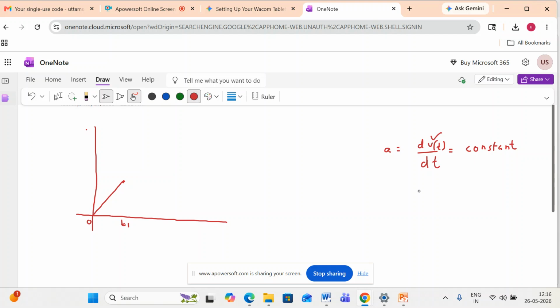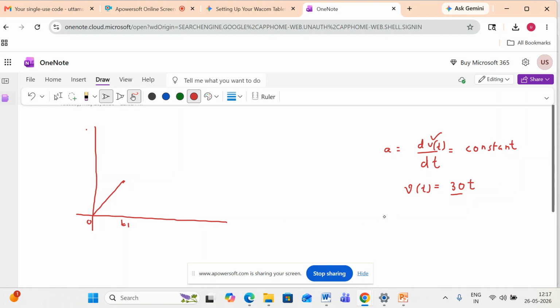For example, suppose v of t is equal to 30t. So velocity is increasing at the rate of 30 with respect to time. The differentiation of 30t will be 30 only, so it is a constant. Why is it called constant acceleration? It is because during this phase, when it is from the start, the velocity increases linearly, and during this phase the acceleration is constant.